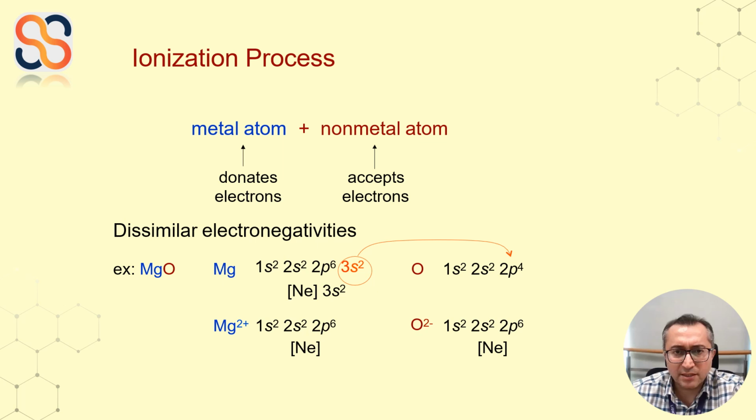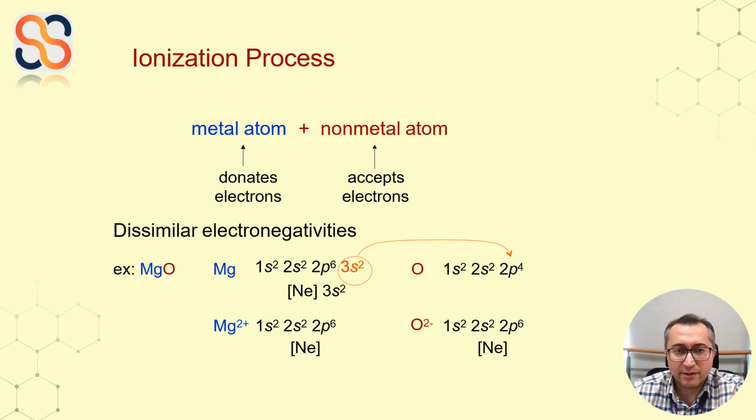Now, let's consider oxygen. Its electron configuration is 1s2, 2s2, 2p4. Oxygen needs two more electrons to complete its outer shell, giving it a total of 6 valence electrons. When oxygen accepts those two electrons from magnesium, it becomes an O2- ion with the electron configuration 1s2, 2s2, 2p6, also equivalent to Ne.